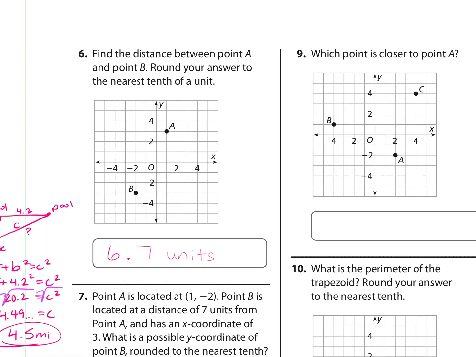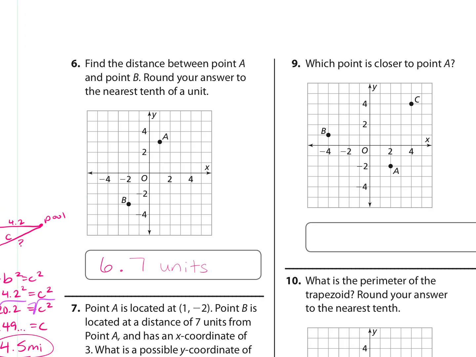Number 6, find the distance between points A and B. So I drew a right triangle by creating a third point. There are different ways to get this third point. One way is to just look at your ordered pairs. A is (1, 3), and B is (-2, -3).